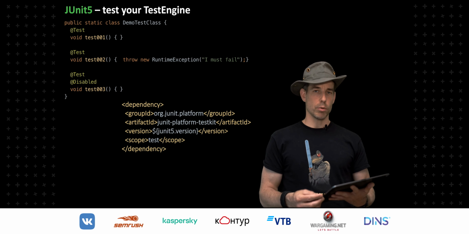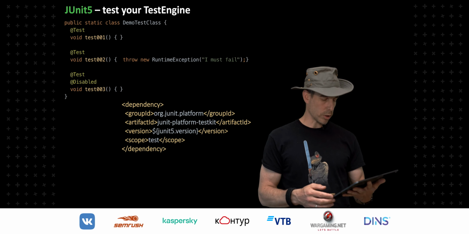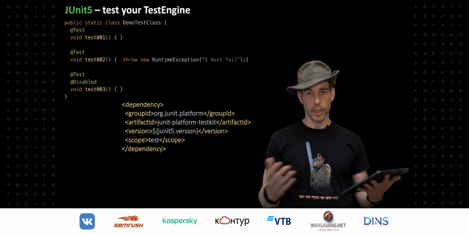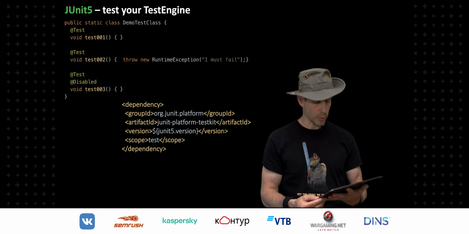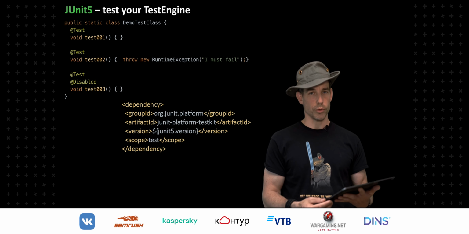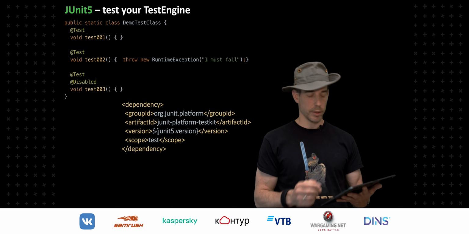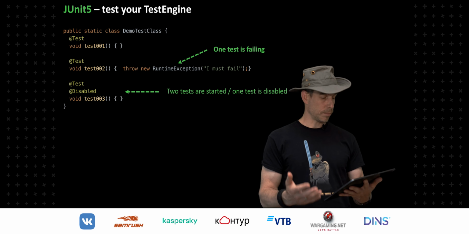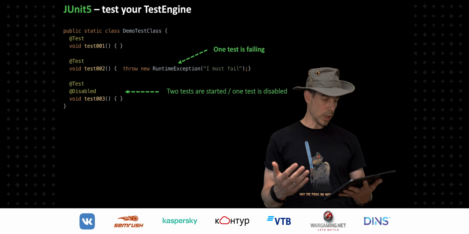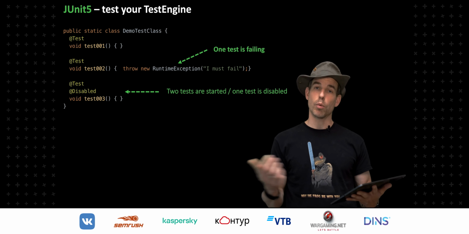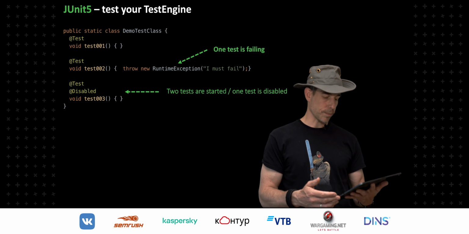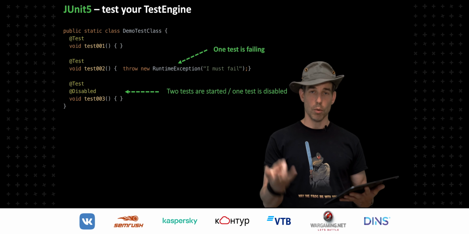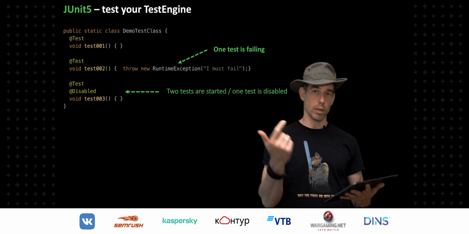To have access to this toolkit, you need this dependency org.junit.platform, and then the artifact ID is junit-platform-testkit for the dedicated version you are using. And don't forget, just put it into scope of type test, so that it's not delivered accidentally. So here I have my demo class, I have a positive one, I have one test failing, and I have one test that is disabled. It means in general I have 2 tests started, 1 test disabled, 1 positive, and 1 negative one.